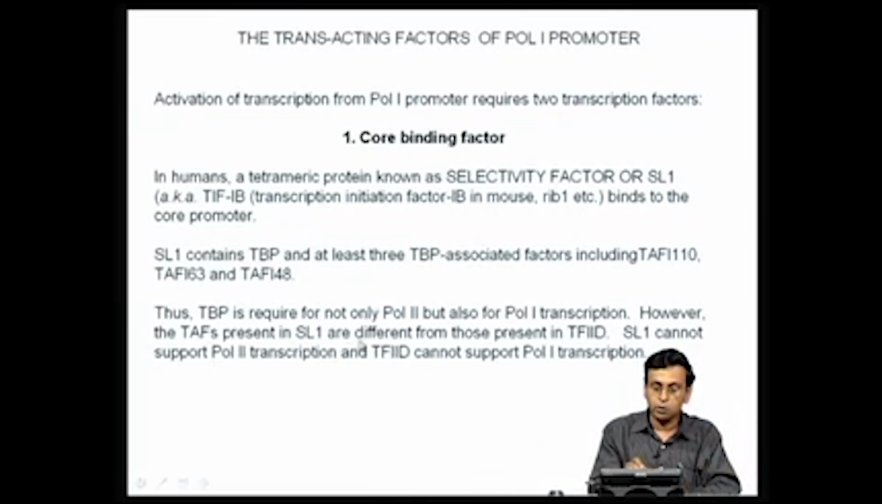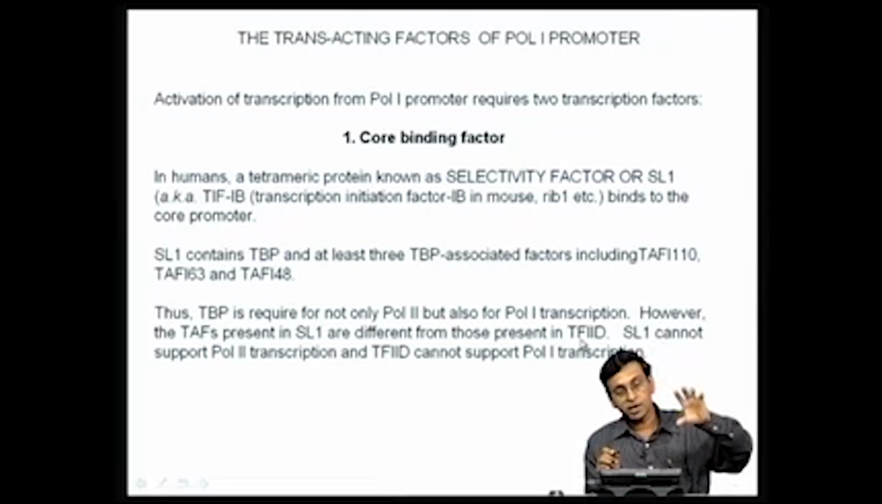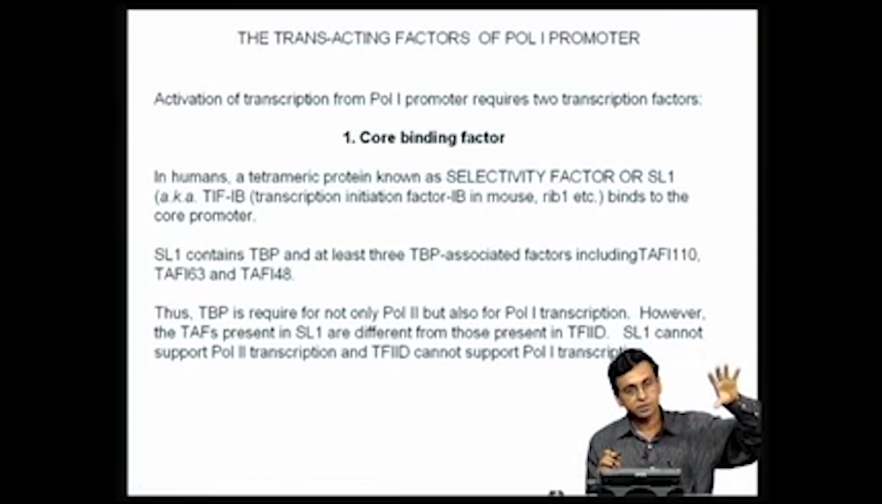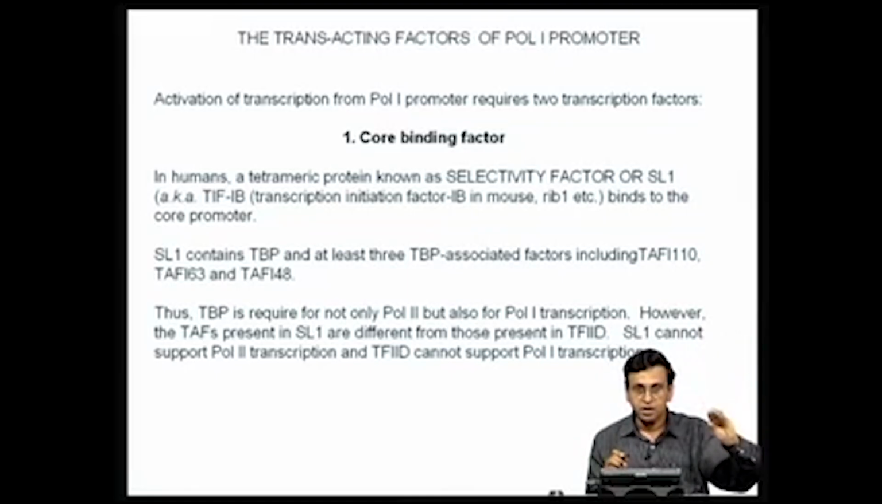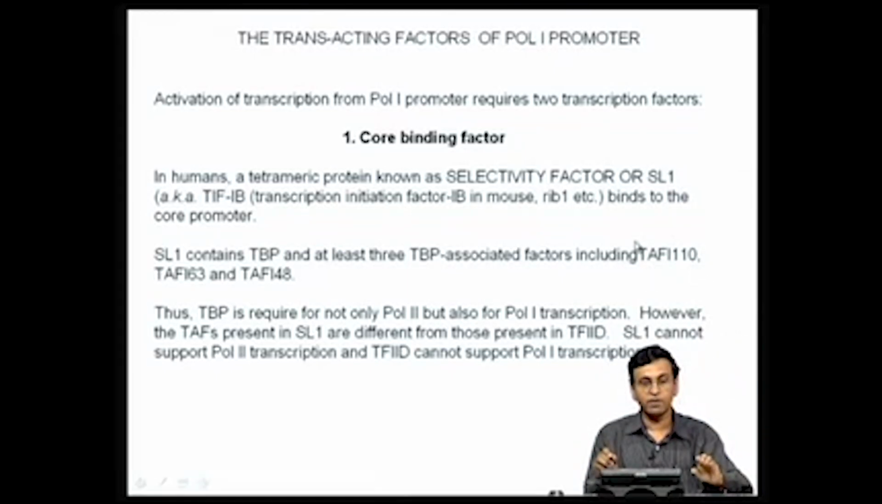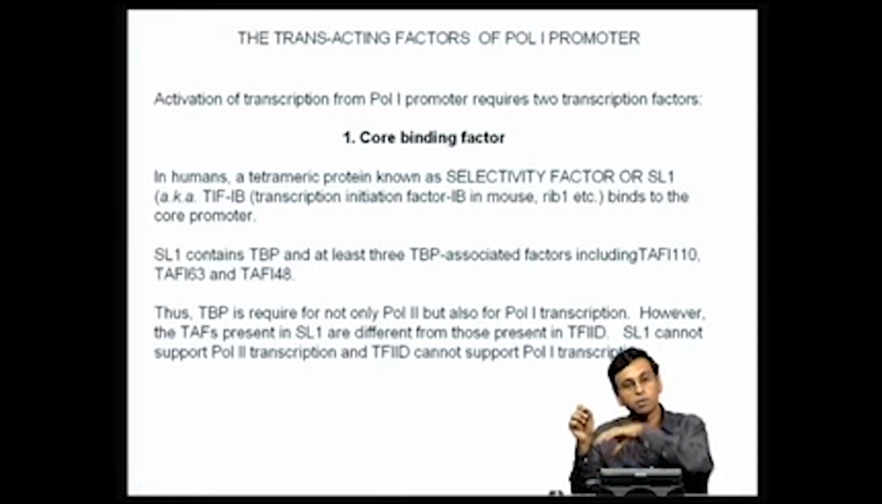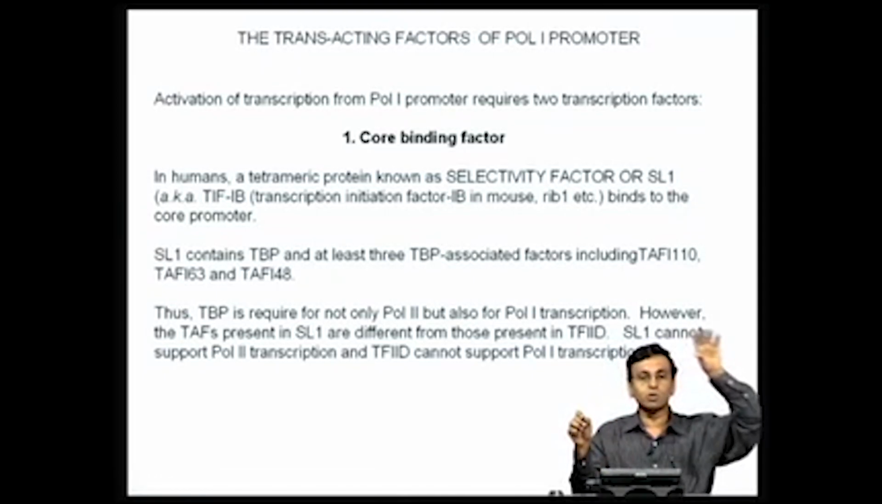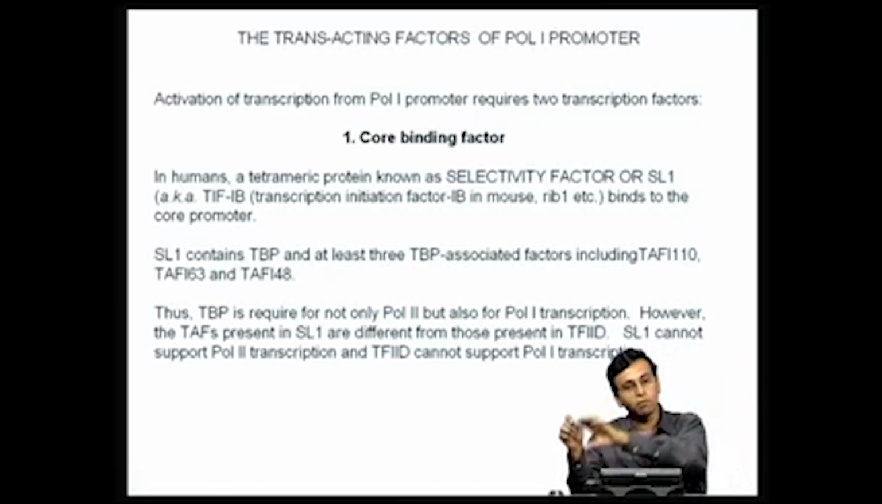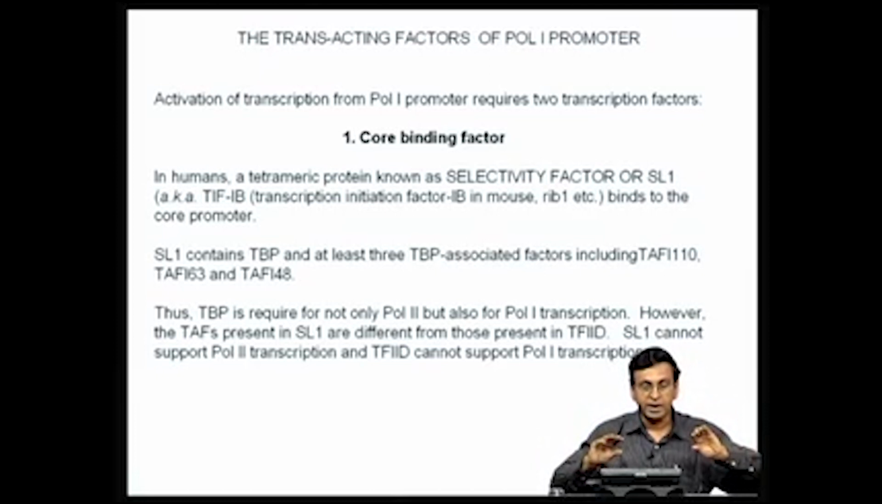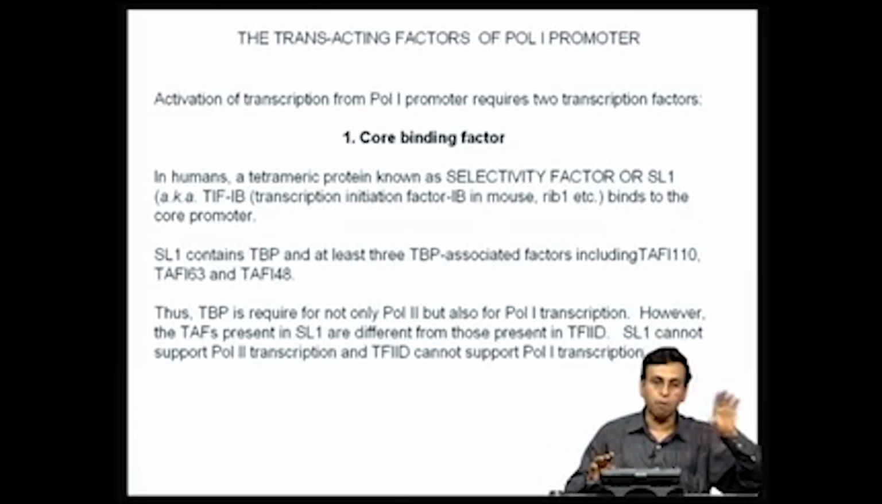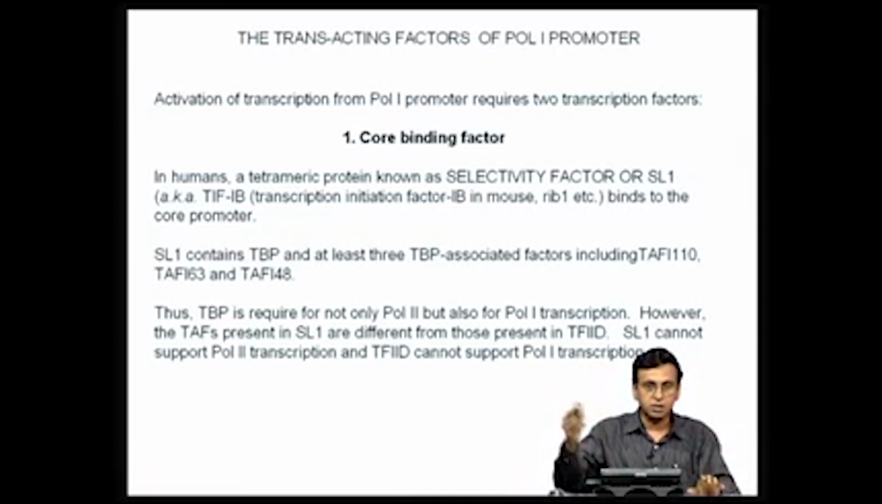So, the TBP is required not only for Pol I but also Pol II transcription. However, the TAFs present in SL1 are different from those present in TFIID. Okay. So, the TBP in association with specific TAFs forms TFIID, and this TFIID is involved in Pol II transcription. But the same TBP in association with the TAF1 specific factors is called SL1, and that is involved in Pol I transcription. SL1 cannot promote Pol II transcription, TFIID cannot promote Pol I transcription. These are distinct. So, TBP by interacting with either Pol I specific factors or Pol II specific factors can promote Pol I transcription or Pol II transcription respectively.